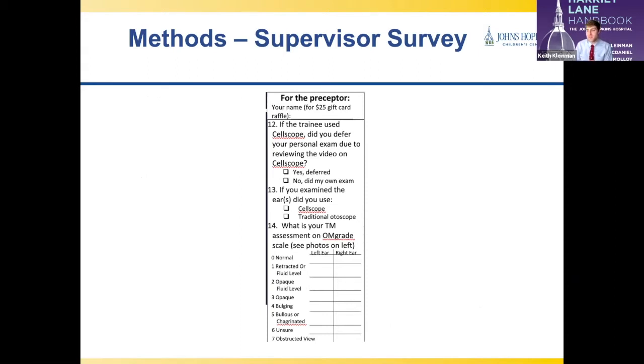In order to incentivize this, because we had a rather large sample size, we used $25 gift cards that were raffled off each month, one for the preceptors and one for the trainees. And it actually worked really well in order to get people to fill out a survey, as each survey counted as a ticket for entry into the raffle.